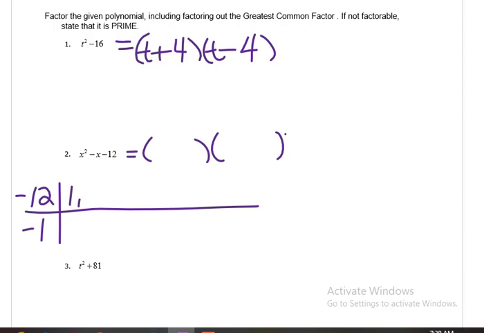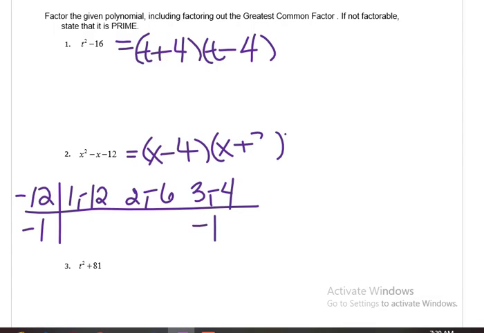You can look through the different factor pairs if you want, but we'll see that when I look at 3 times negative 4, I get negative 12, and 3 plus negative 4 is a negative 1, which is what I needed because it's the b term. So I get x minus 4, x plus 3.